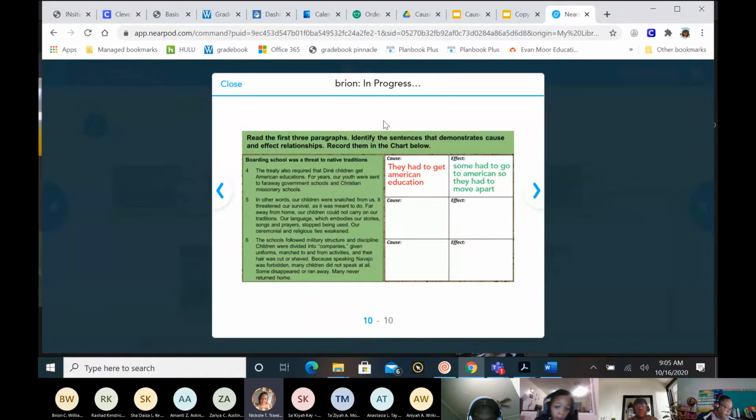The cause is they had to get American education, and then the effect some had to go to America, so they had to move apart. Okay, so how did you get that answer for question 4? Because in paragraph 4 it said the treaty also required that children get American education. Okay, so that was your cause. Yes. And how did you get the effect? Because you said they had to be put apart, but it says sent far away. Okay, so that was your effect, that the youth were sent to a faraway government school and Christian missionary school. Yes.